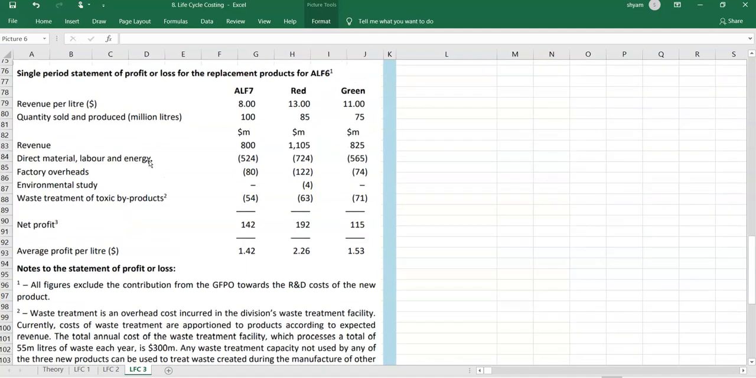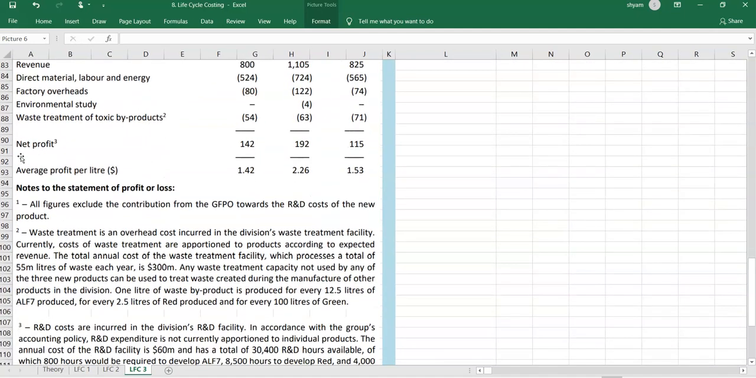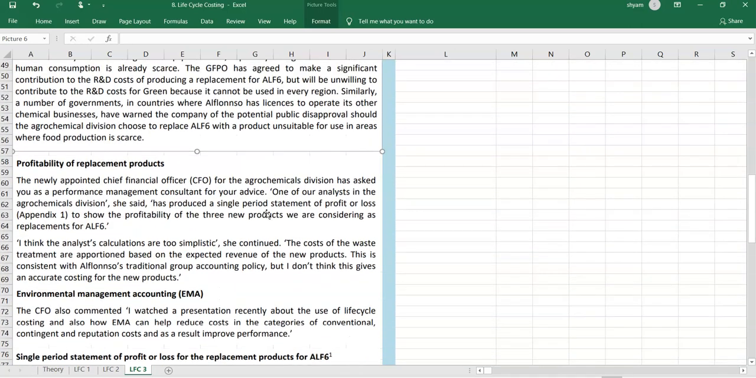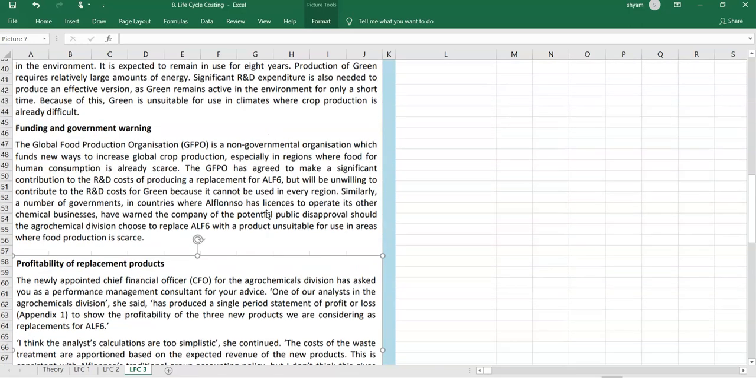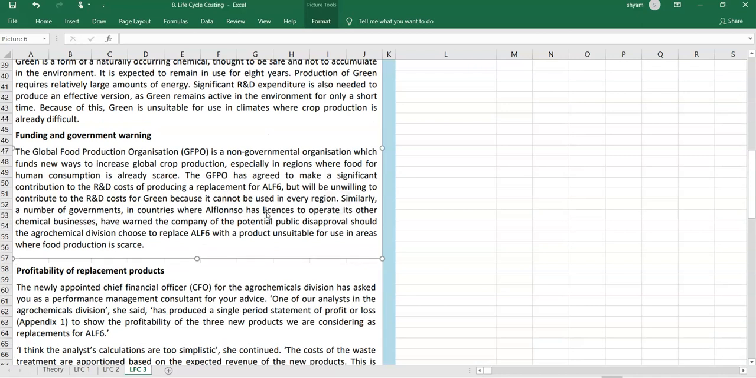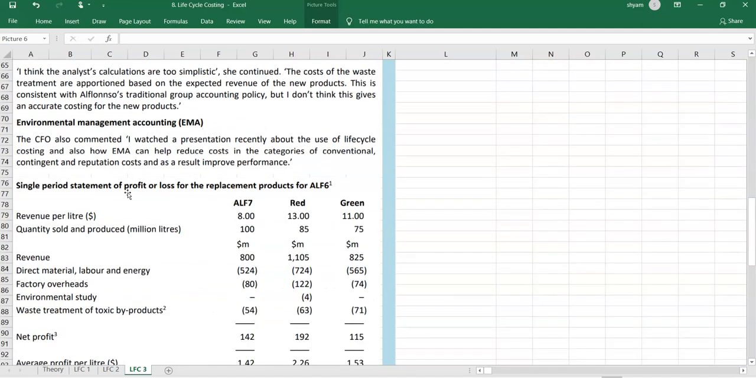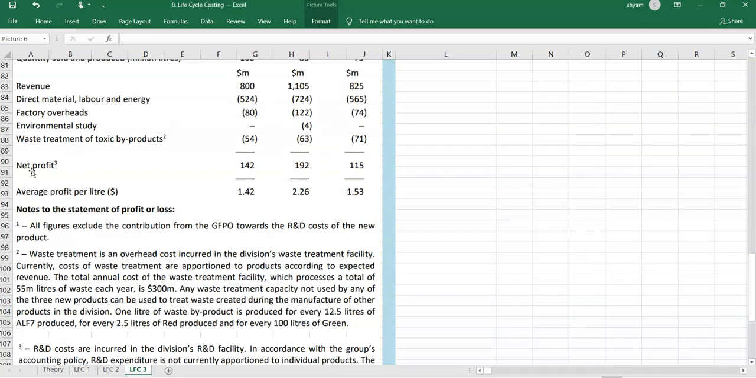They have given some kind of a note here. So all these numbers are excluding the contribution, or the funding, from the GFPO. How much funding has not been given. The amount of funding is not given, it only says to make a significant contribution. Okay, so the amount or percentage also is not given, so we can't work that out. But we can simply say that for the green product it is not available, and waste treatment is.